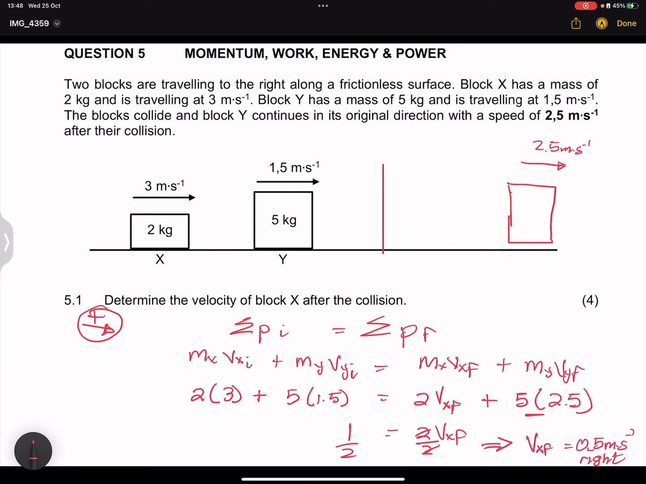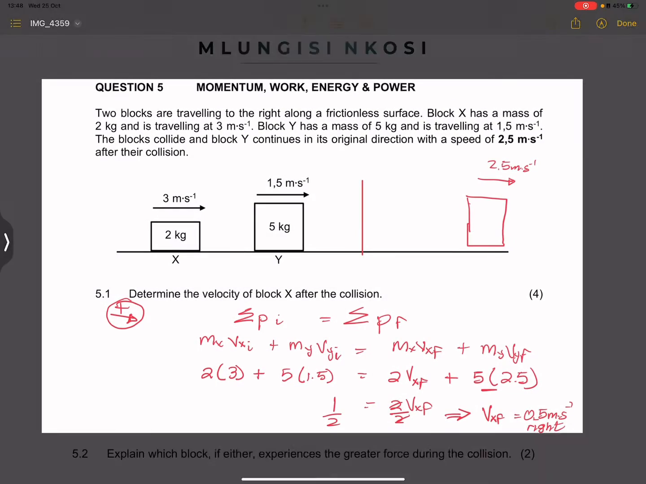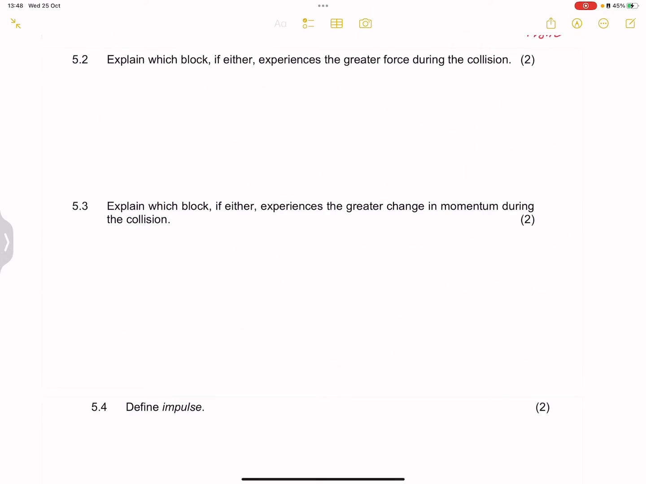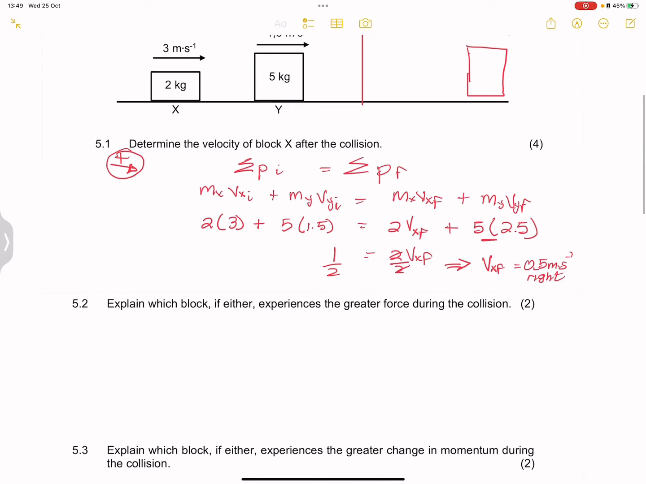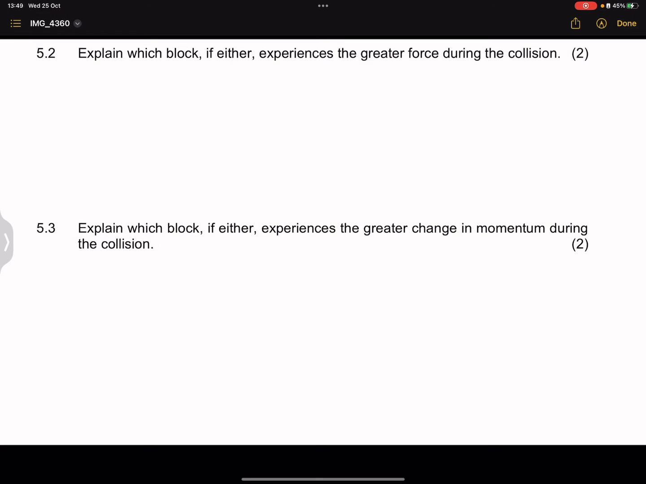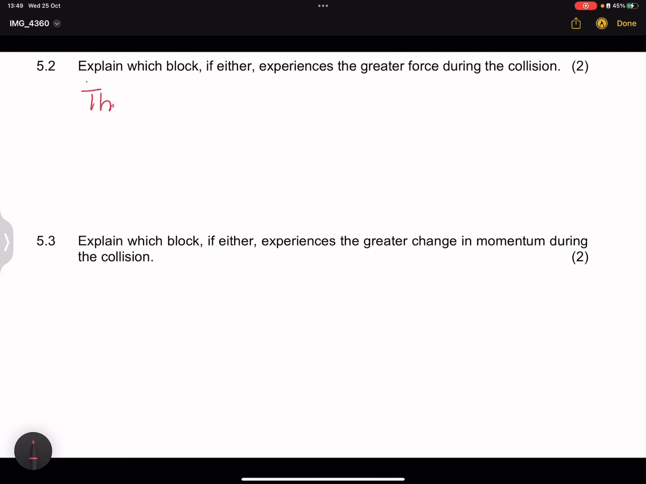Now let's quickly have a look at the next question. They say, explain which block, if either, experiences the greater force during the collision. Now please note, in this case, this is an application of Newton's third law. If body A, in this case body X, exerts a force on body Y, then body Y will exert an equal but opposite force on X. So in this particular case, it means that the forces will be equal but opposite.